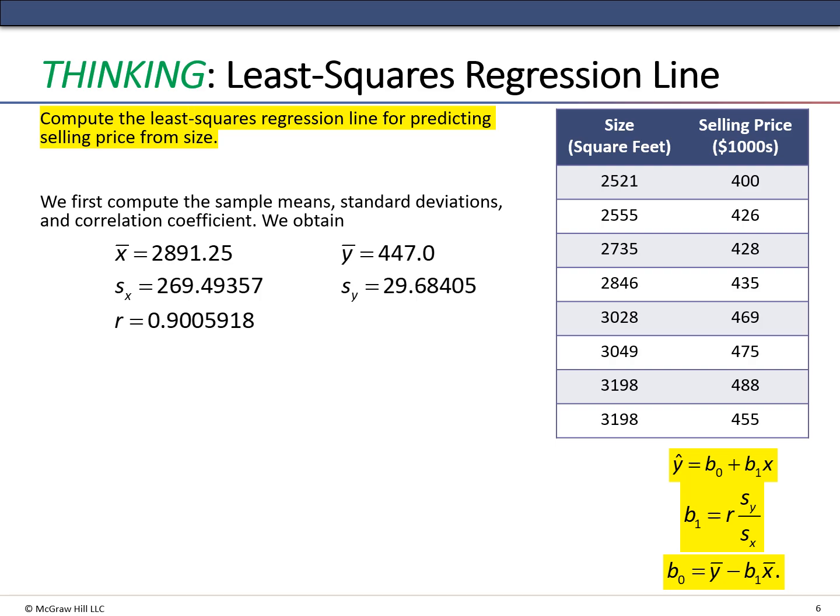So if we want to compute, try computing the least squares regression line for predicting the selling price from the size of the home. You've got all the data points, you've got all the calculations. Just calculate b sub 1 and b sub 0 and then plug them into the y hat equation. So hit pause and try that. Find b0, b1, and build the equation y hat.